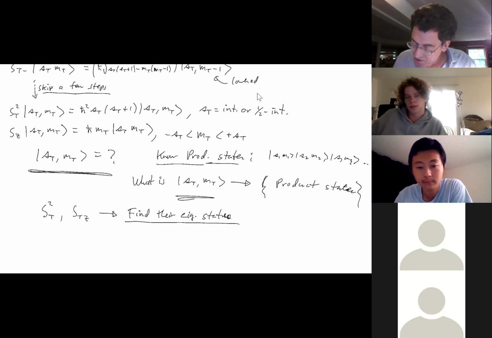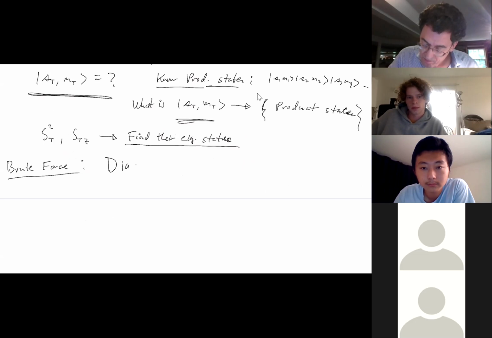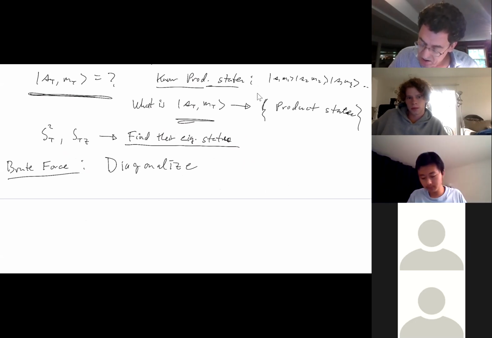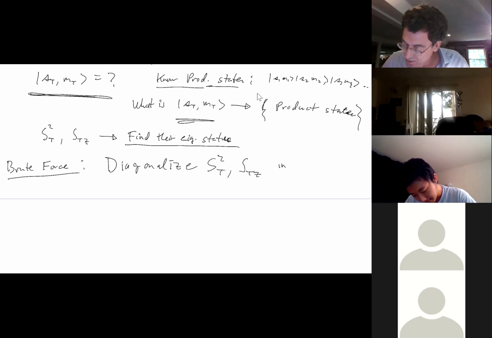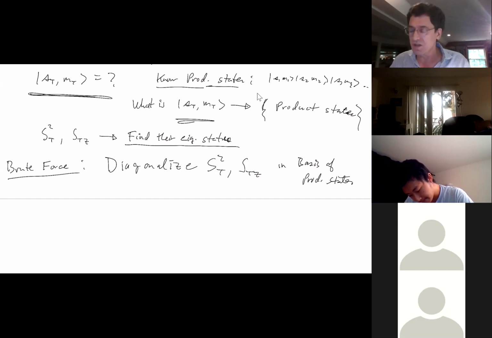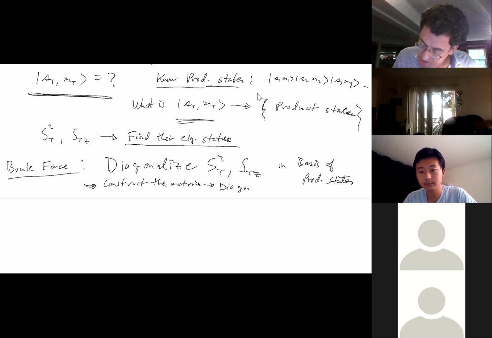And so how do we find those eigenstates? Well, the brute force thing to do would be to simply diagonalize those operators. Just diagonalize them in the basis of the product states. So we could write the basis of the product states, and to do this diagonalization, we would have to construct the matrices and then diagonalize them. That's the right way to do it.